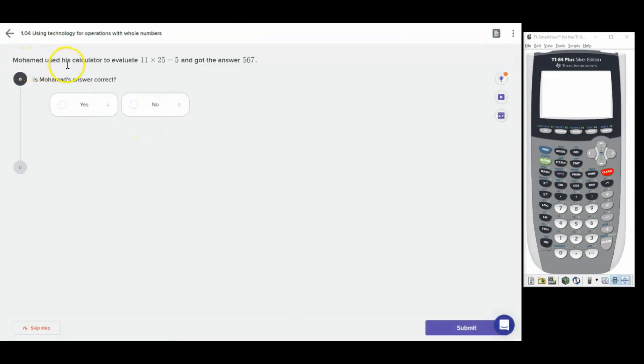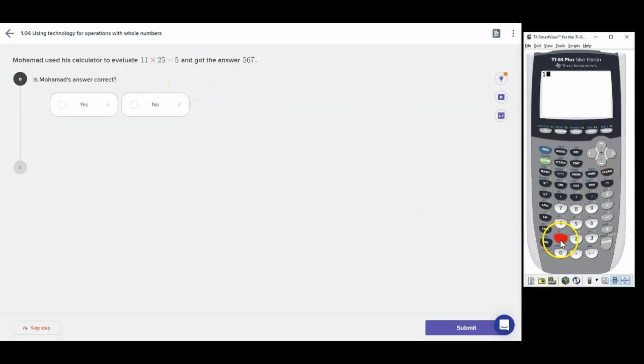So we have here that Muhammad used his calculator to evaluate 11 times 25 minus 5 and got an answer of 567. So we need to find out, is this correct? So we have a look at the equation at the top here, and following our normal BIDMAS or BODMAS, we are going to do 11 times 25 first, and the answer of that is going to have 5 taken away from it. So we need to do that on our calculator. And we're going to do this initially without using parentheses or brackets. We could technically put brackets around in our calculator and do it as one equation, but let's keep it simple for the moment.